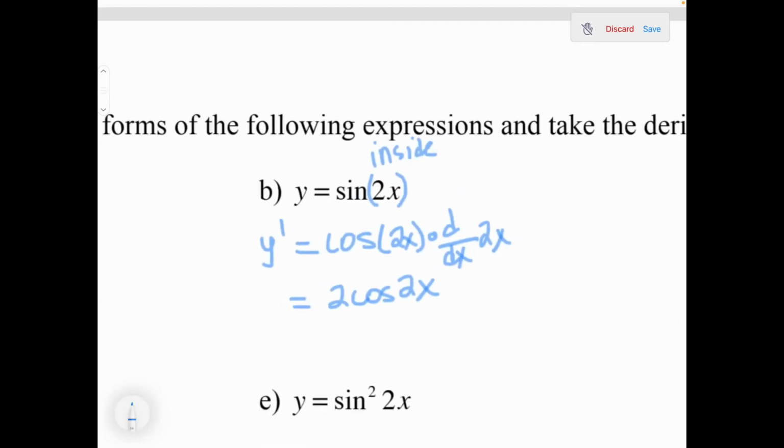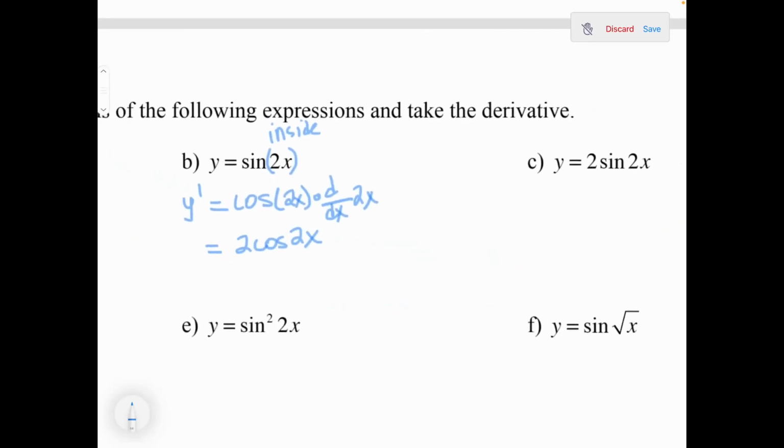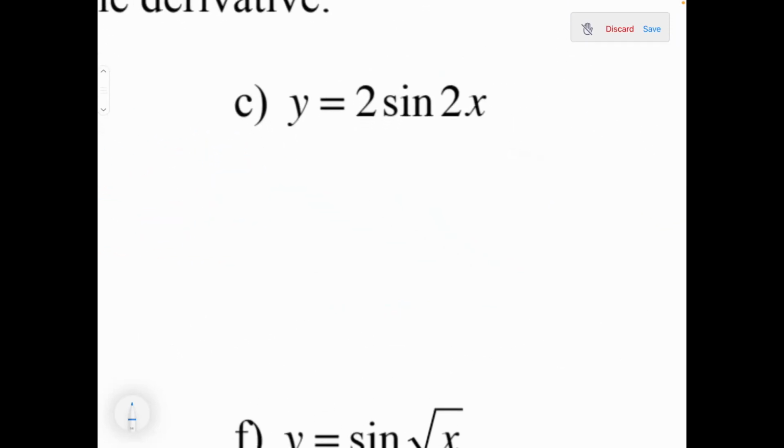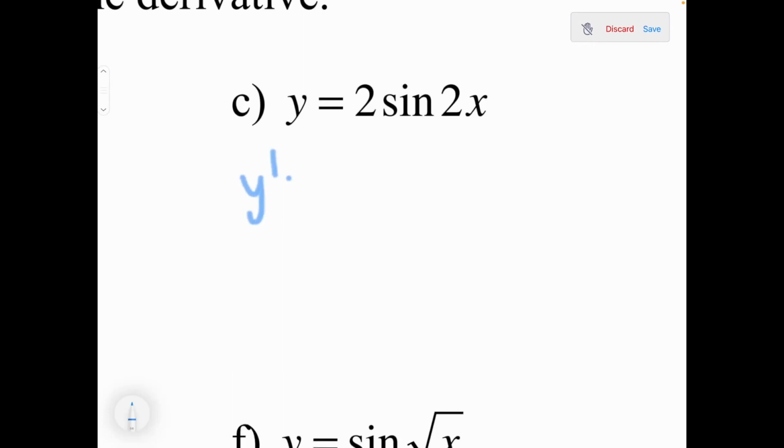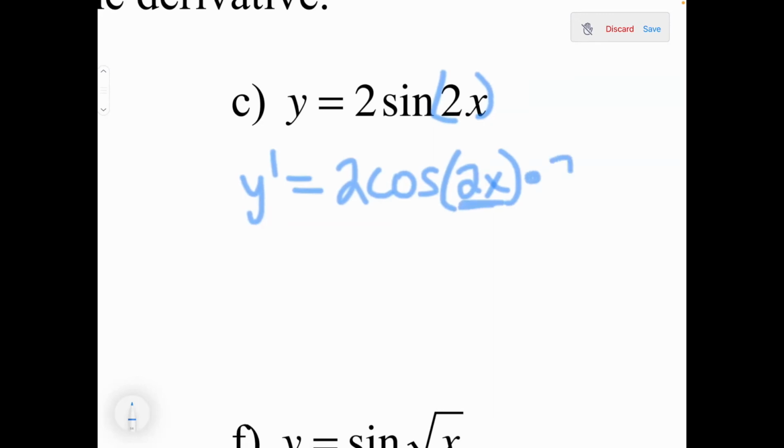And we don't have to write the parentheses there if we don't want to. Y prime, we still get this 2x. It's still the inside function. So 2 times the derivative of sine is cosine. Chain rule says to leave the inside function alone and then multiply by the derivative of the 2x, which would be 2. We can clean that up a little bit. 2 times 2 is 4 cosine 2x.